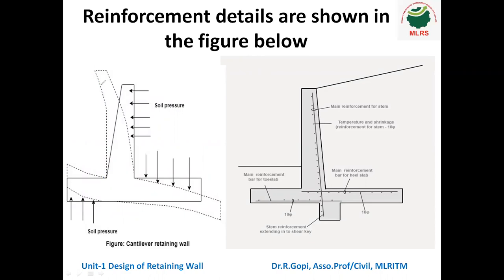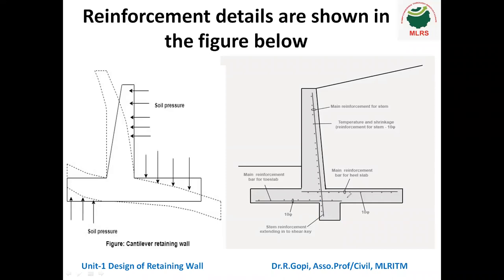Coming to the right side figure, you can see the reinforcement with the shear key. The bottom portion is called the shear key. The shear key is provided when the retaining wall fails in sliding. This is the stem. In this stem, reinforcement is provided on the tension zone, and the tension zone occurs near the soil face.